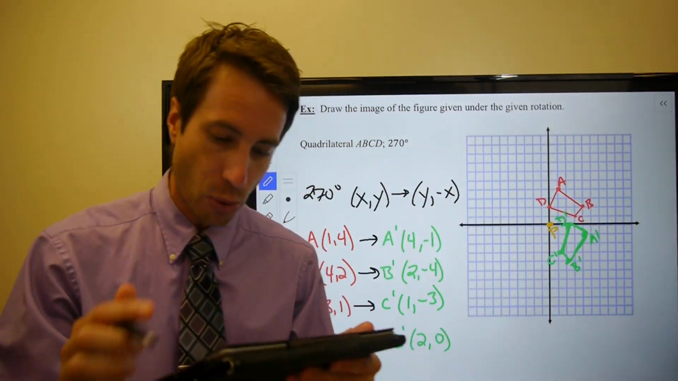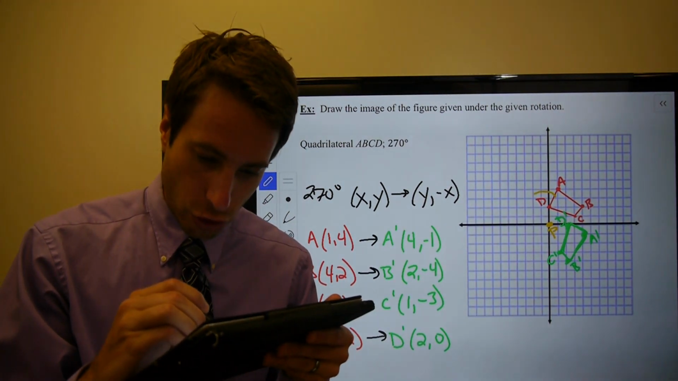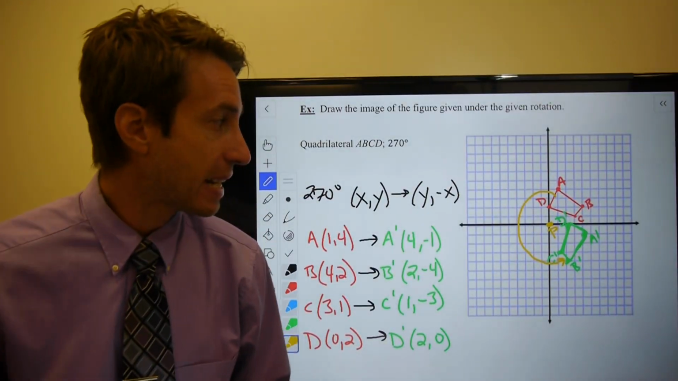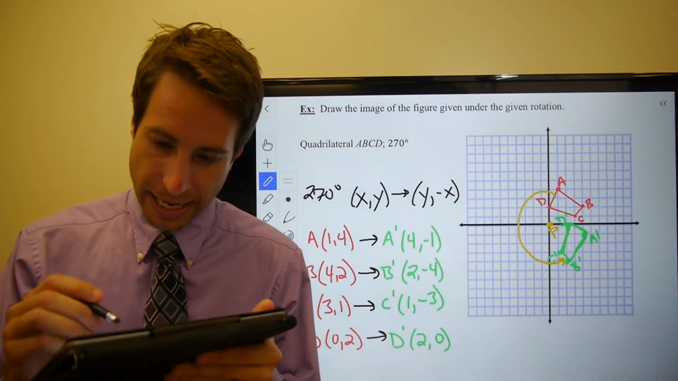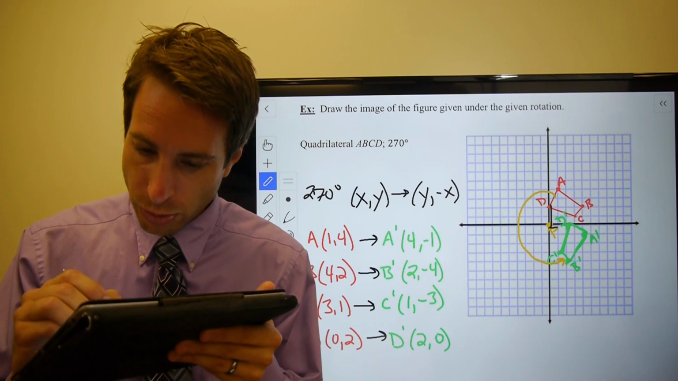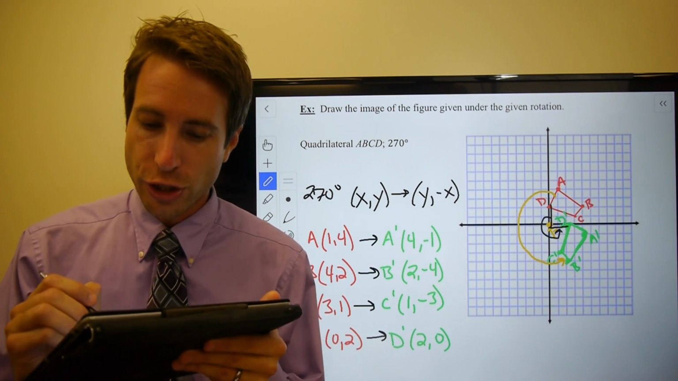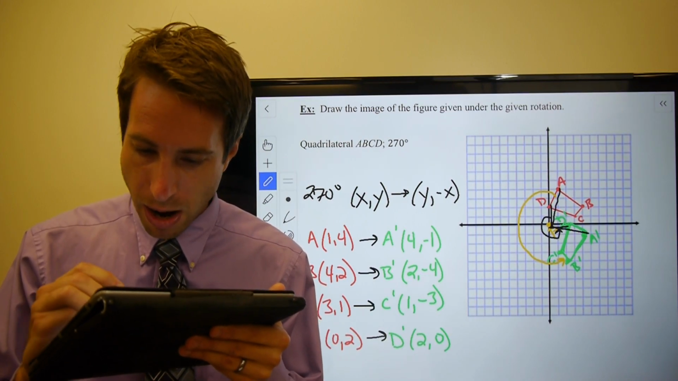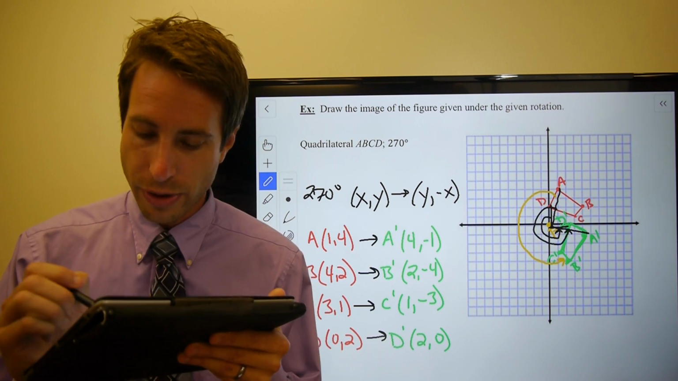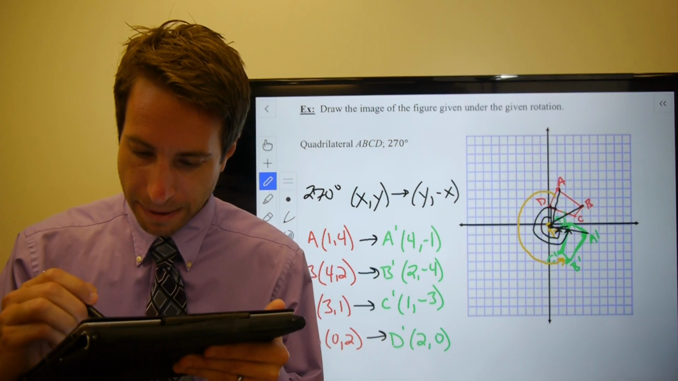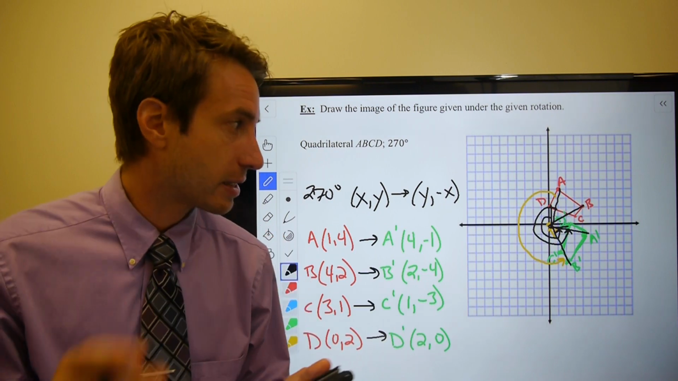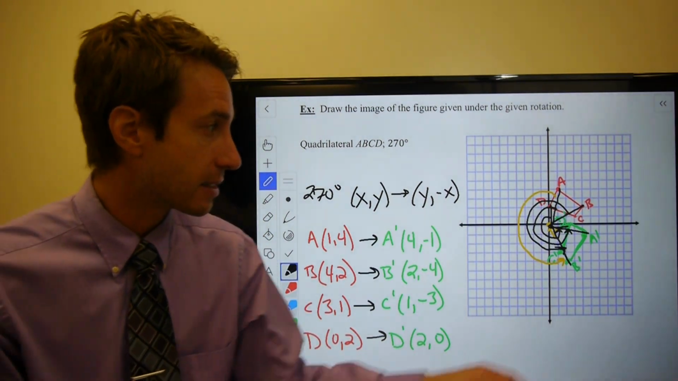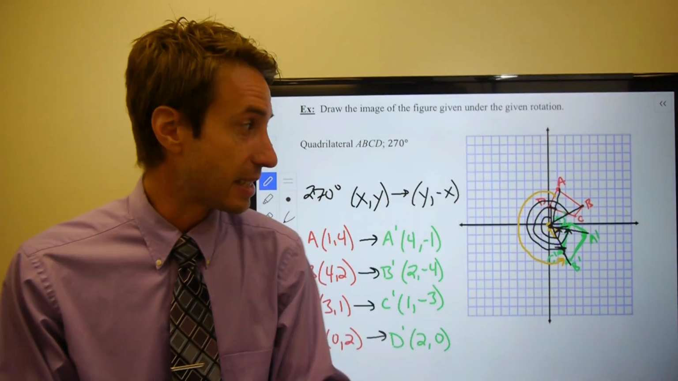Hopefully you can see that around this point P, right here, I have rotated it around that point. The angle measure right here from D to D prime, that distance right there, is 270 degrees. From A to A prime, that distance right there, 270 degrees. From B to B prime, I know it's getting super crazy here, but that distance, 270 degrees. I apologize for all those lines, but hopefully you can see the idea here.